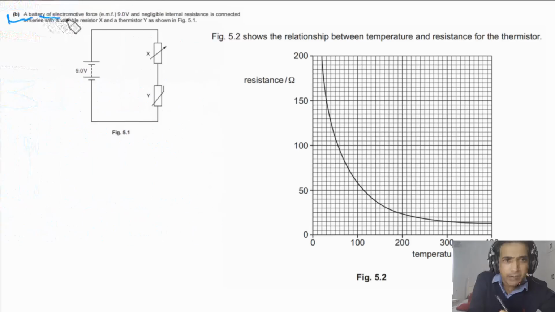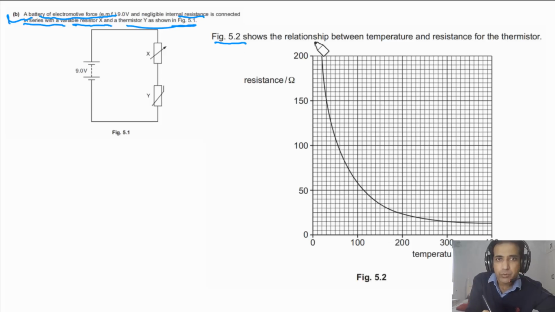Part B says a battery of electromotive force 9.0 volts and negligible internal resistance is connected in series with a variable resistor X and a thermistor Y as shown in figure 5.1. Figure 5.2 shows the relationship between temperature and resistance for the thermistor. So we have resistance on the y-axis and temperature on the x-axis.